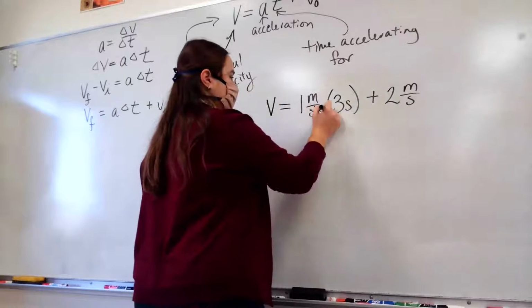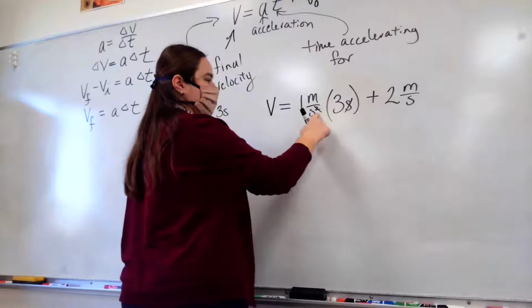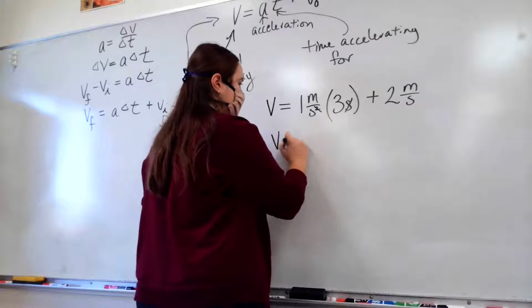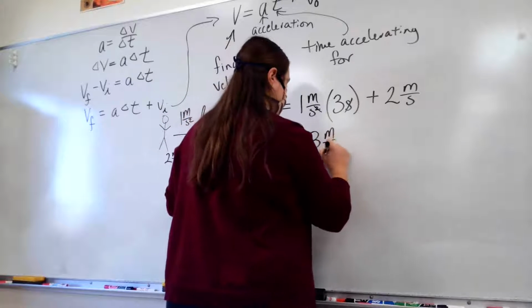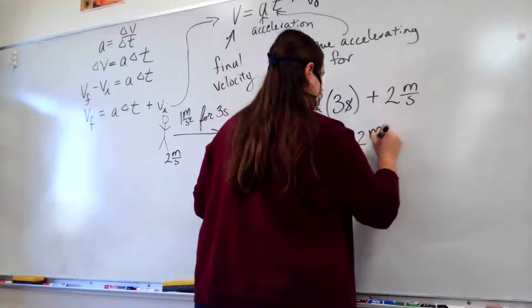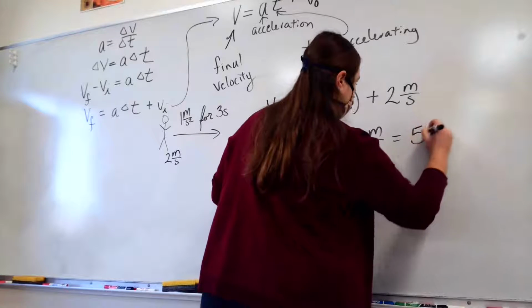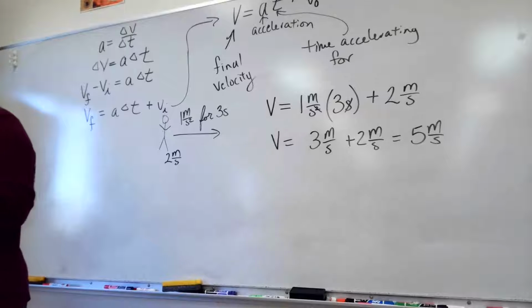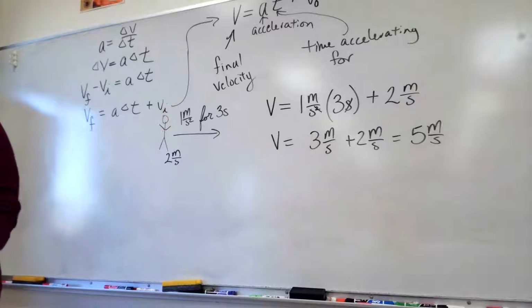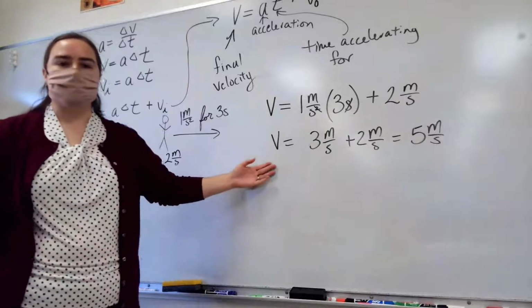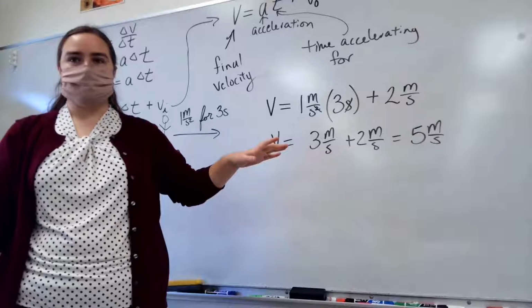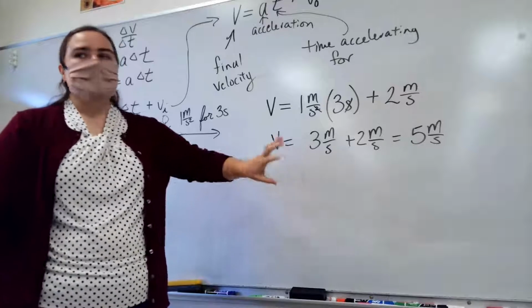Okay? All right, when we multiply these together, one of our seconds is going to cancel out, so we do get units of meters per second. So we get 3 meters per second plus 2 meters per second gives us 5 meters per second. So like I said, these are not hard. This type of problem is really not any different than what we did last chapter. Good? Any questions? Yeah. All right.